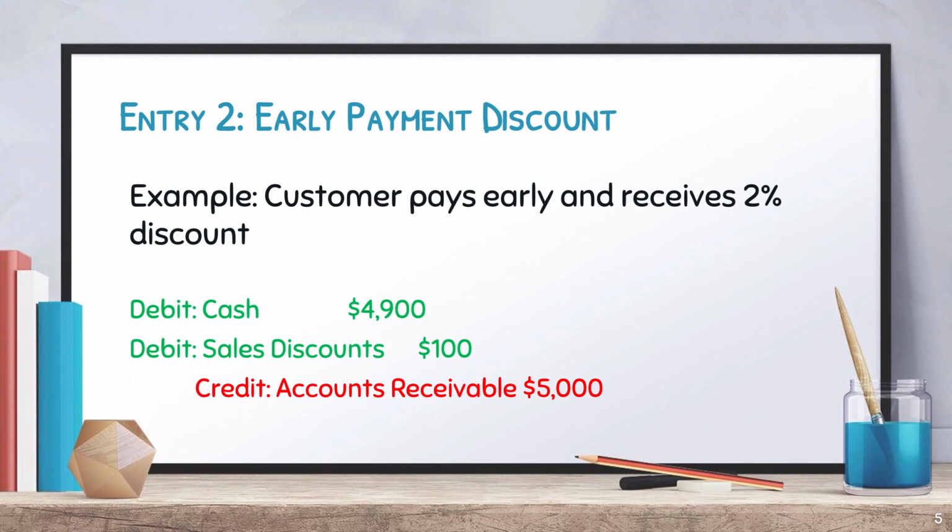Entry 2. Early payment with discount. Scenario: the customer pays early and receives a 2% discount. Instead of paying $5,000, the customer pays $4,900. Below is the journal entry. Sales discounts is a contra revenue account. This means it reduces total revenue on the income statement. Companies offer discounts like this because getting cash sooner improves cash flow.